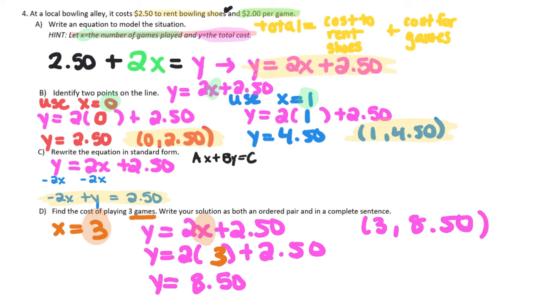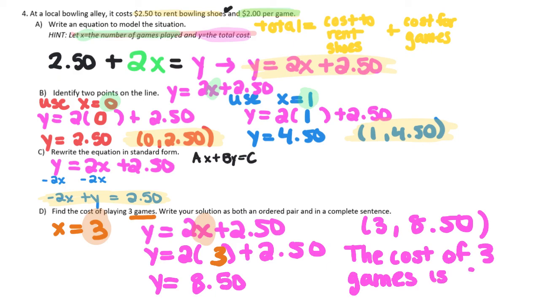And if I wanted to write it as a sentence, I would say that the cost of 3 games is $8.50. The point is helpful in putting in context of the equation. However, rewriting it in this context with the sentence allows us to apply this and make use of it.